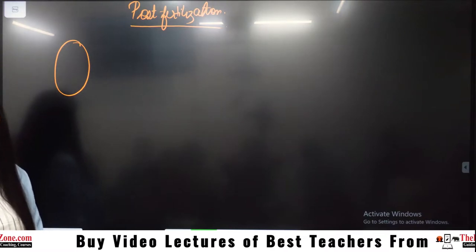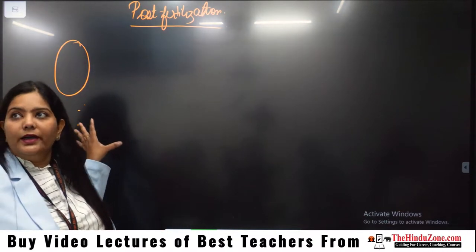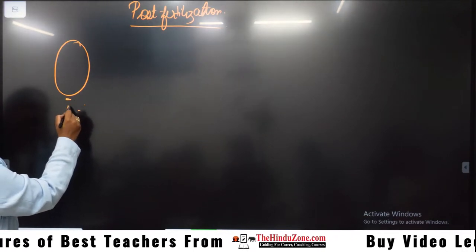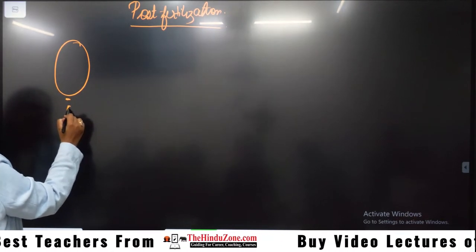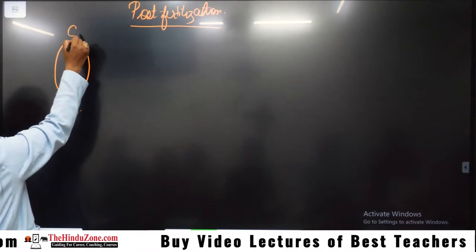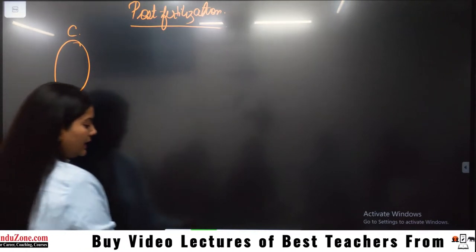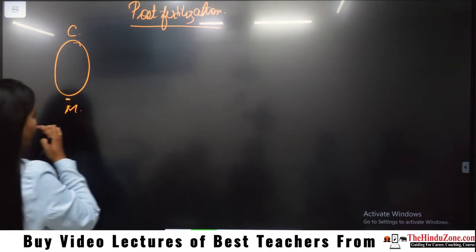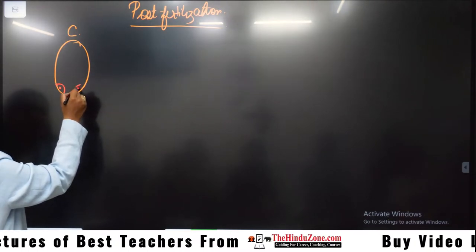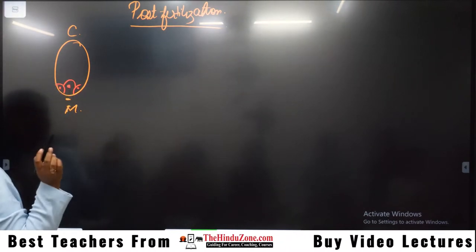Okay? So this is the embryo sac. In the embryo sac, I am marking this point because I am not showing the integuments etc. This is the micropylar end and this is the chalazal end. In the micropylar end, an apparatus is there. Along with the synergids, the egg apparatus is present.